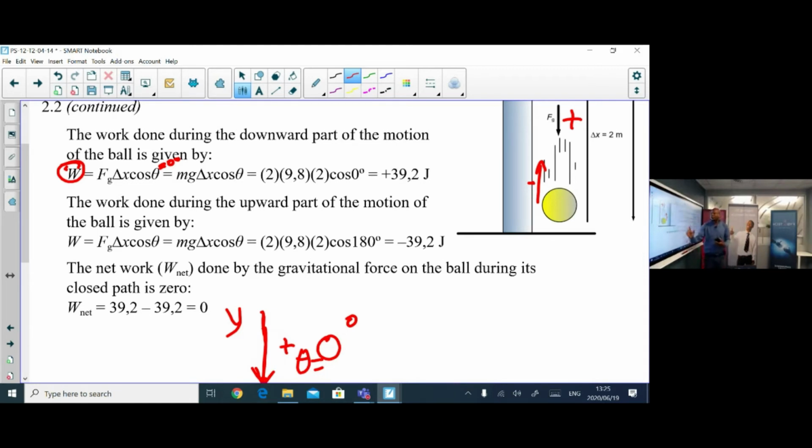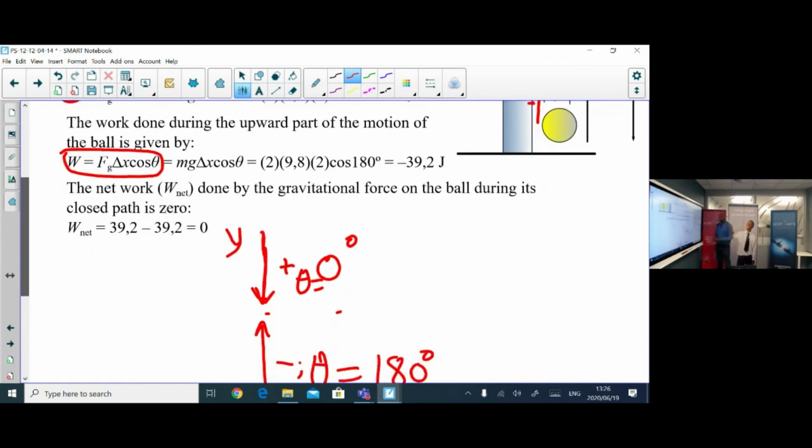Now after calculating that, you have to prove it. Because the other one is going down and the other one is going up, we're supposed to have the same work done. Downward, we got 39.2 joules. What about the upward? If we can just go back to the formula of work, we have W equal to F sub G, change in x, cos theta. Your theta there is no longer 0 degrees because it's changing the direction of the motion. The moment it reaches the ground, it's going to change the direction of the motion.